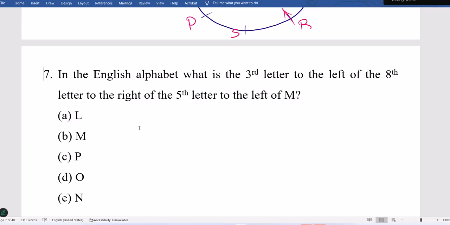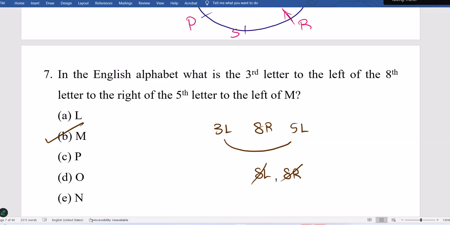Right? See, it's like 3 left, 8 right, 5 left. 3 left and 5 left means 8 left. 8 left and right will be cancelled. It will be the same alphabet. It won't change.